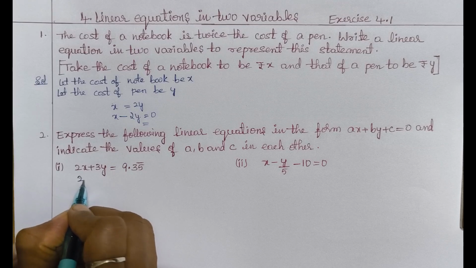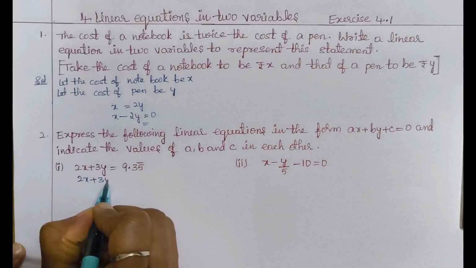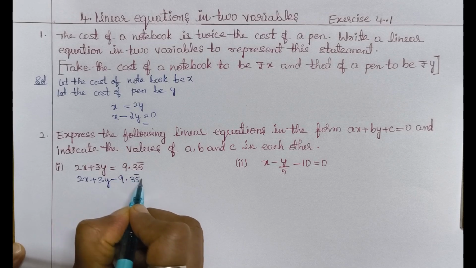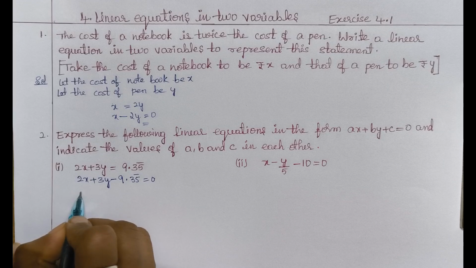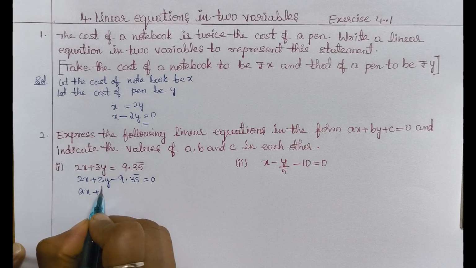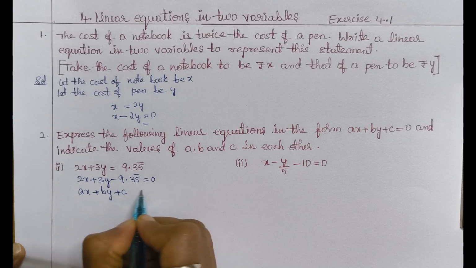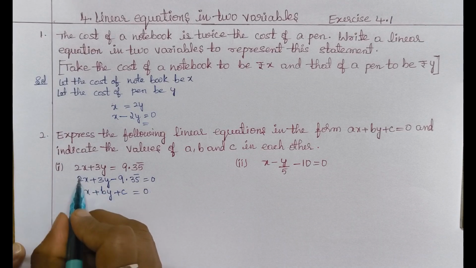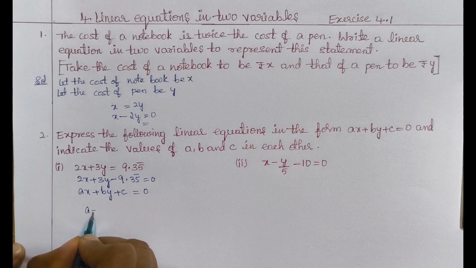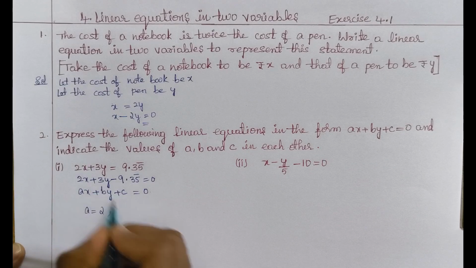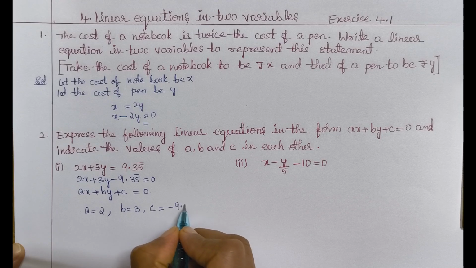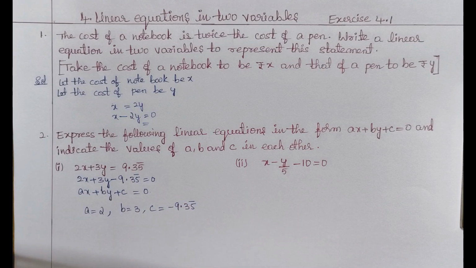I am taking this side: 2x plus 3y. This number you take this side, minus 9.35 bar, is equal to 0. Now this is in ax plus by plus c equals 0 form. In this one you have to write what is a, what is b, what is c. See here, a means 2. A is equal to 2. Next, b means 3. B is equal to 3. Next, c is equal to minus 9.35 bar.